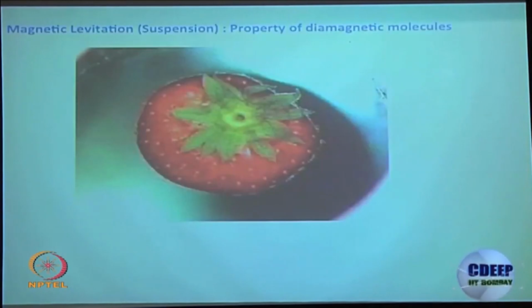Of course, there are a lot of other things you see, magnetic levitation, like suspension. You see the magic, P.C. Sarkar or whoever big magician you know of. You see they are showing sometimes, you see this movie, one of the Hollywood movies, what was that?